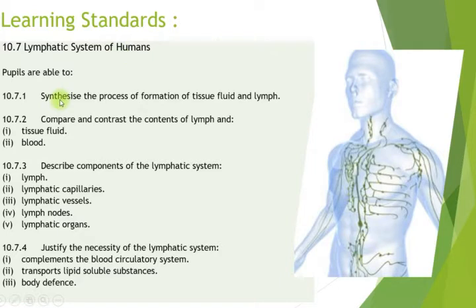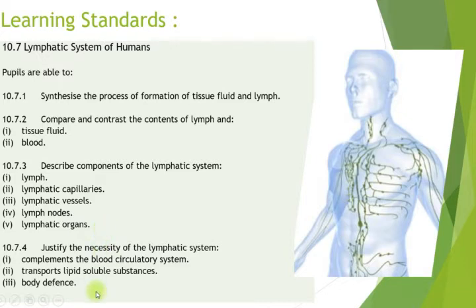human. Okay, pupils are able to synthesize the process of formation of tissue fluid and lymph. The second one, compare and contrast the contents of the lymph, tissue fluid, and also blood. Then number 3, describe components of the lymphatic system that consist of the lymph, lymphatic capillaries, lymphatic vessels, lymph node, and also lymphatic organ.